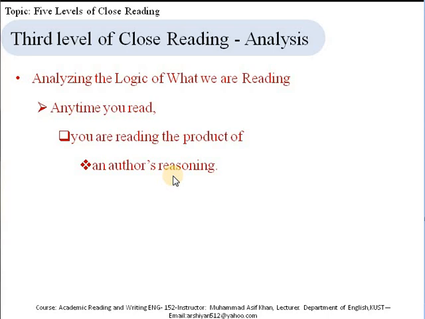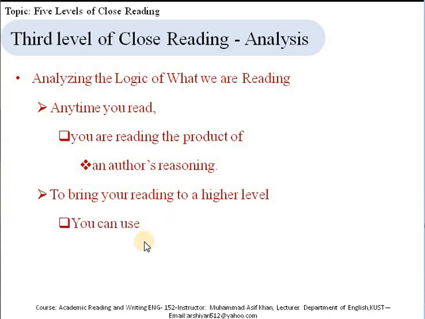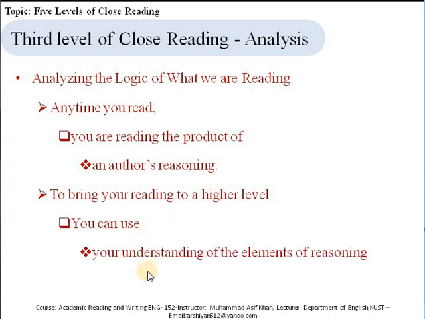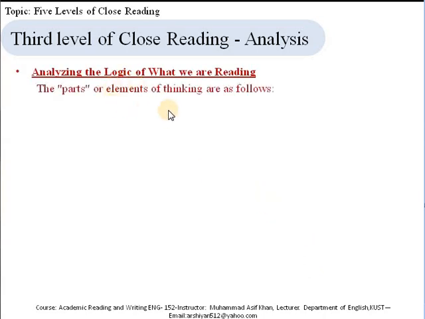To bring our reading to a higher level, or to get a closer view of that piece of text, we can use our understanding of the elements of reasoning. First of all, I will explain the concept of the elements of reasoning. So dear students, the parts or elements of thinking or reasoning are the following. We see that all reasoning has a purpose. Whenever we are reasoning, we do it for some purpose.